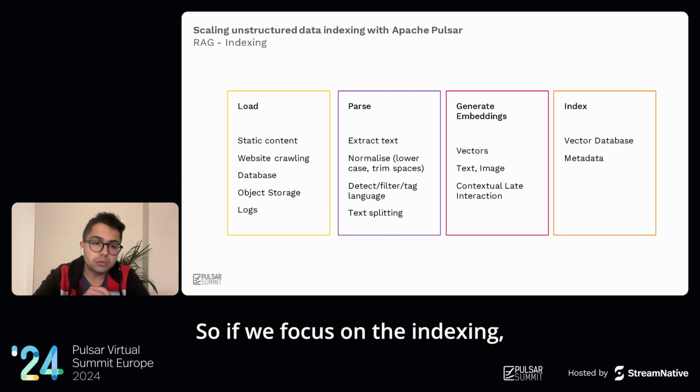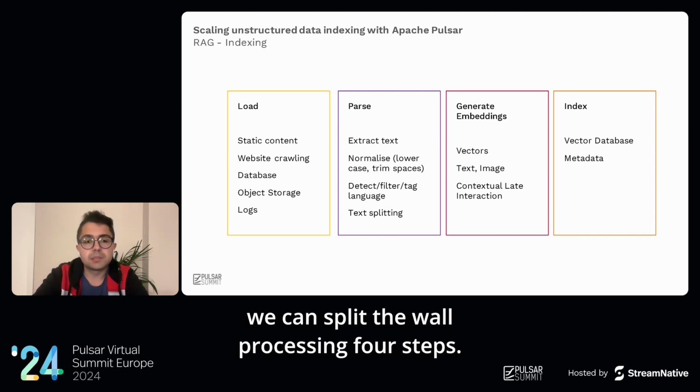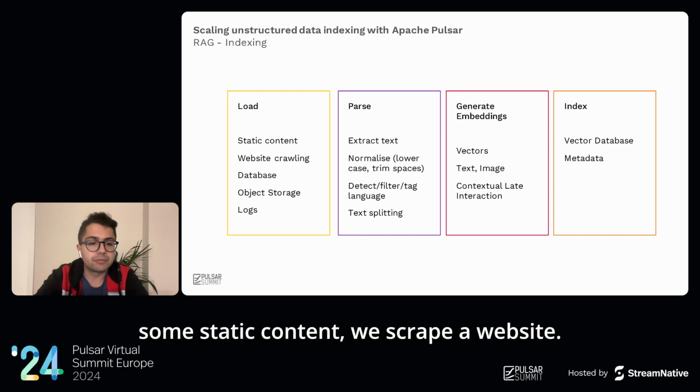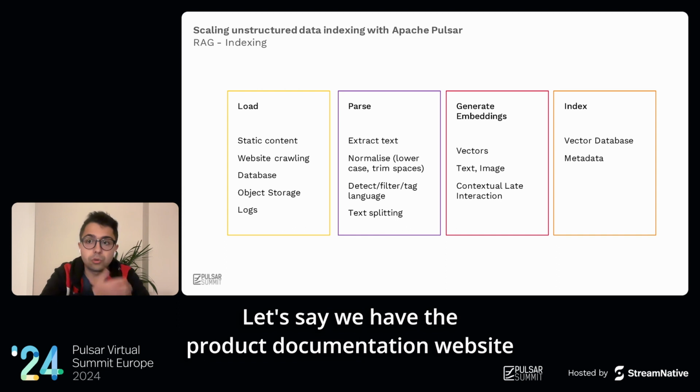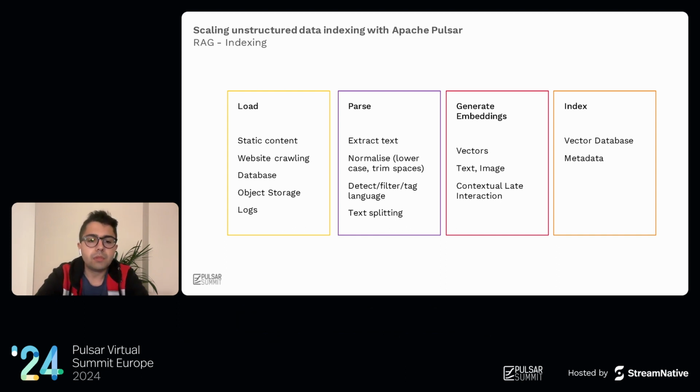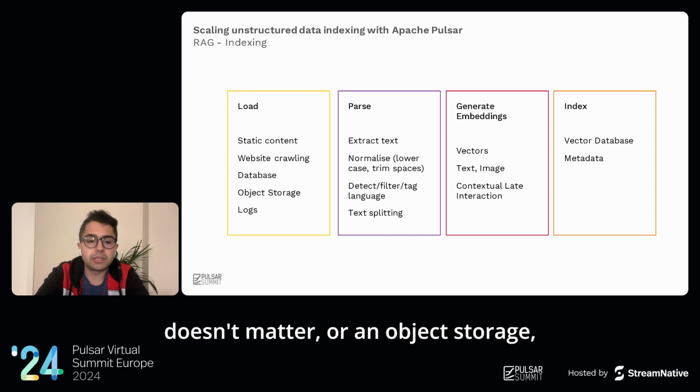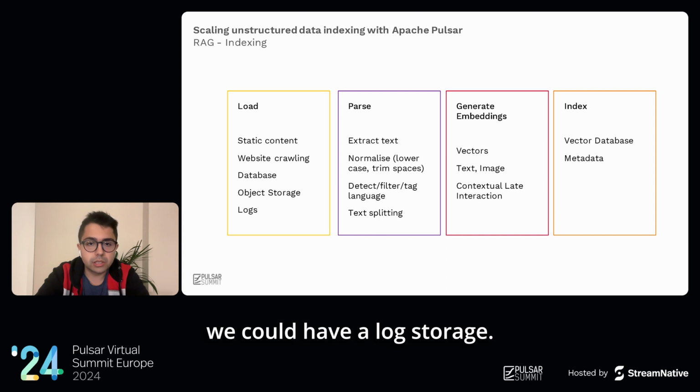So if we focus on the indexing, we can split the whole process into 4 steps. The first is load. So we load data from some sources. For example, a PDF, some static content. We scrape a website. Let's say we have the product documentation website, or we can have a database, NoSQL or SQL database, doesn't matter, or an object storage. We could have a log storage.